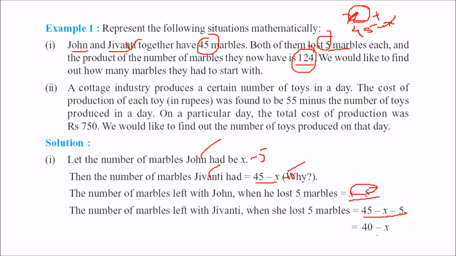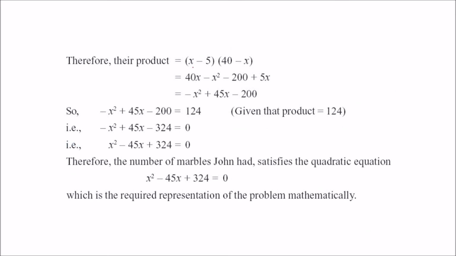So X minus 5 into this 40 minus X, since 45 minus X minus 5 is 40 minus X. X minus 5 into 40 minus X is 124. And we would like to find out how many marbles they had to start with. So for X minus 5 into 40 minus X, multiply it. How do you have to multiply?